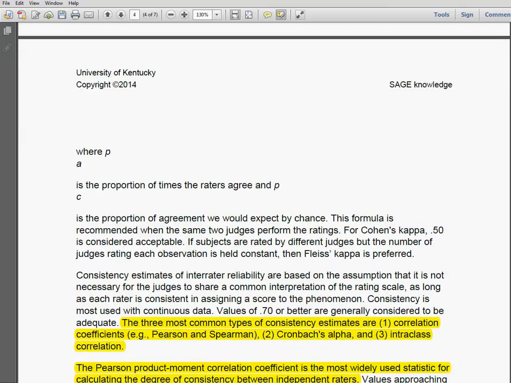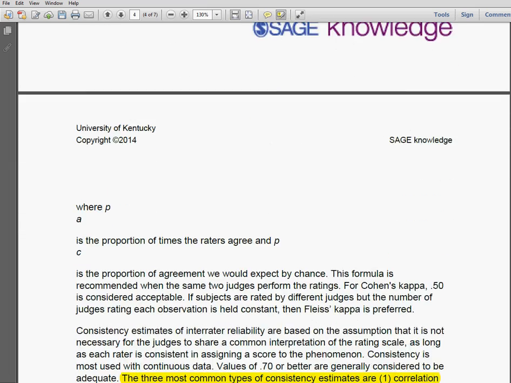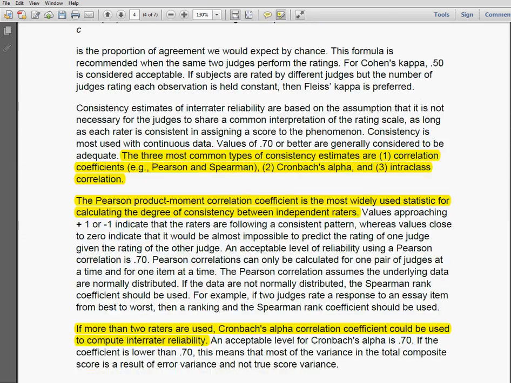And so what Cohen's kappa does is take into account that opportunity for chance and kind of strips that away from the agreement, so you can see, was there really agreement, was there really reliability there, or was it just by sheer chance that they appear to agree or are consistent. She also mentions Pearson and Spearman, Cronbach's alpha, and interclass correlation.